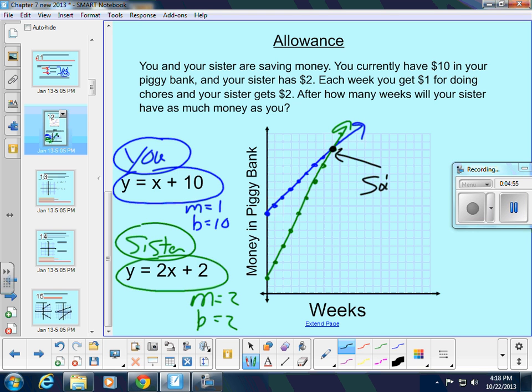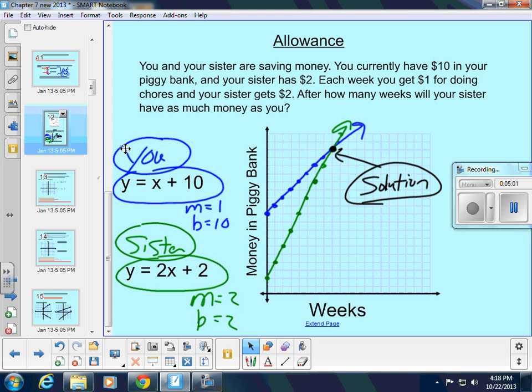This is the point we're looking for when we graph. Because what the blue line represents is all the money I have as weeks go on. Well, in this case, it's like all the solutions that work for my equation. So after so many weeks, here's how much money I have. For my sister, same kind of thing. It's saying how much money she has after every particular week.